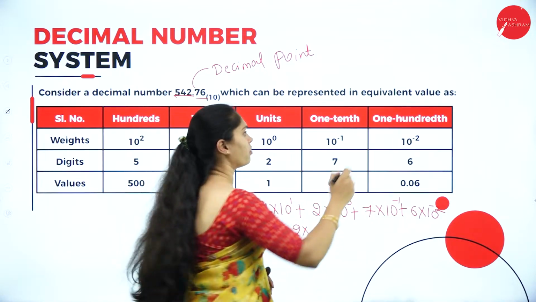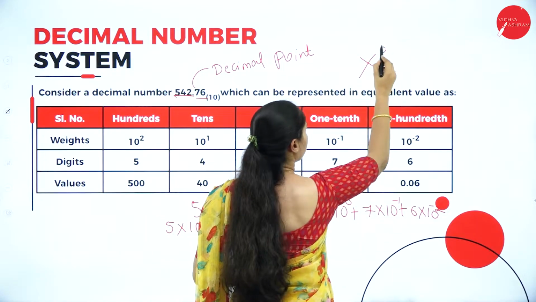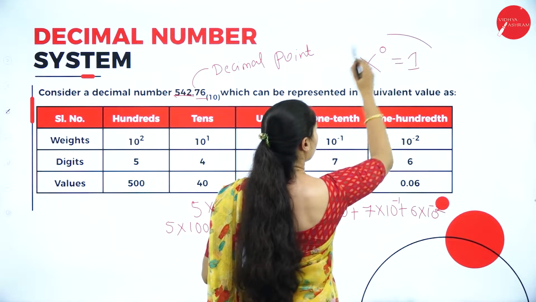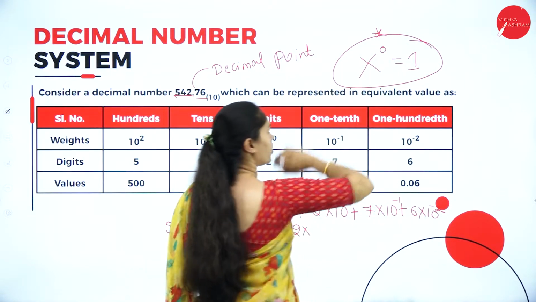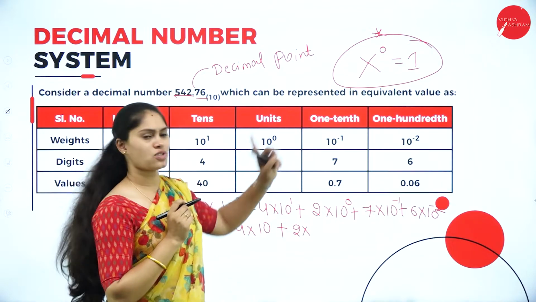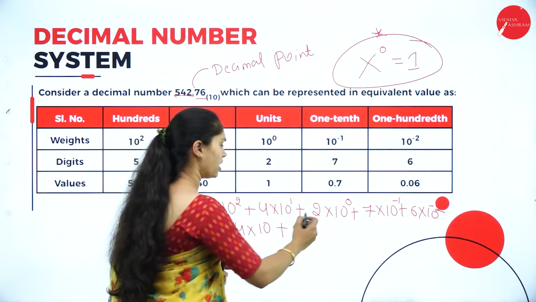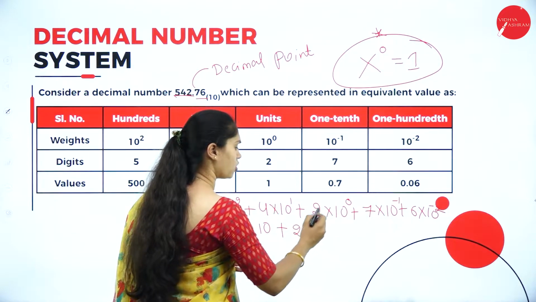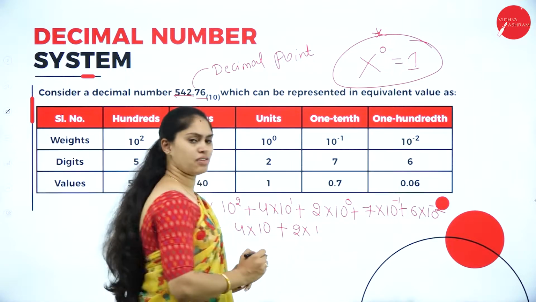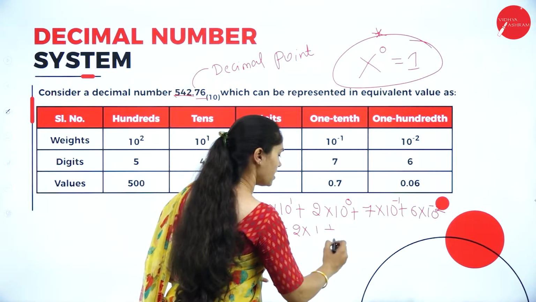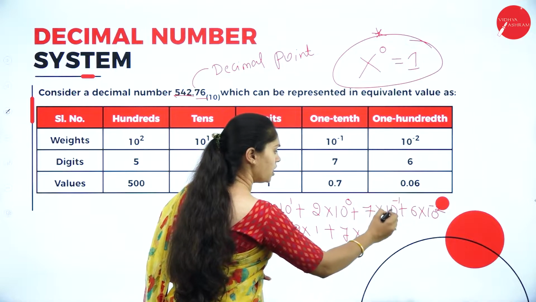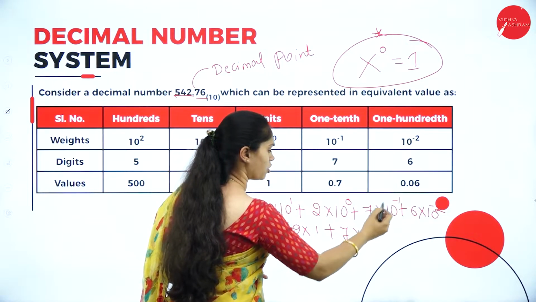You need to remember one thing. Any number with power 0 is always equal to 1. Very, very important. Any number with power 0 is always equal to 1. So here 2 into 10 power 0. If it is 10 power 0, then it will be 1, not 10. Plus 7 into 10 inverse 1, that is 10 to the power minus 1.